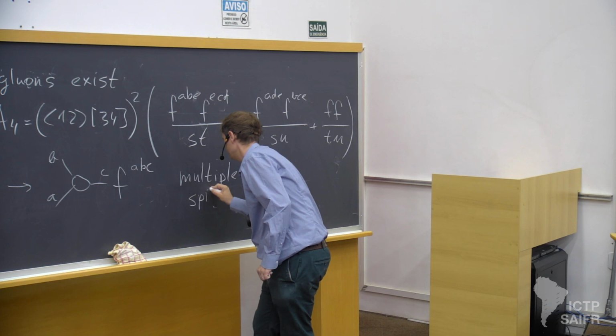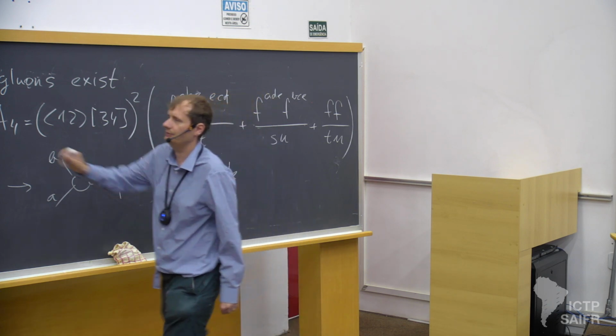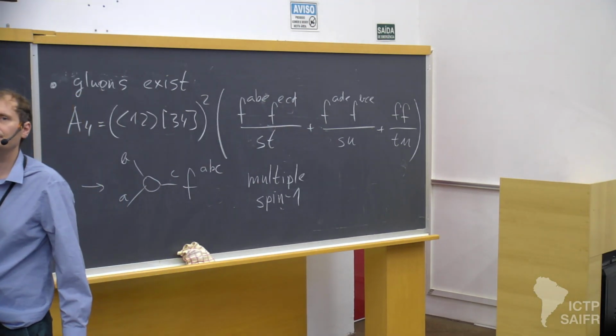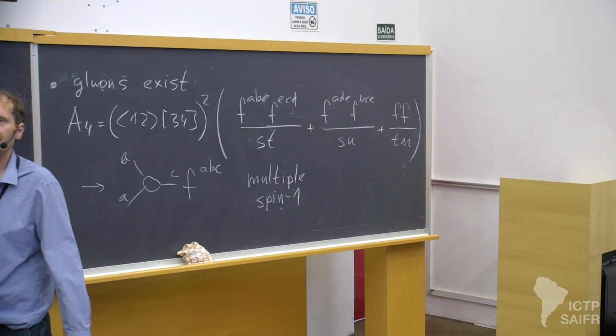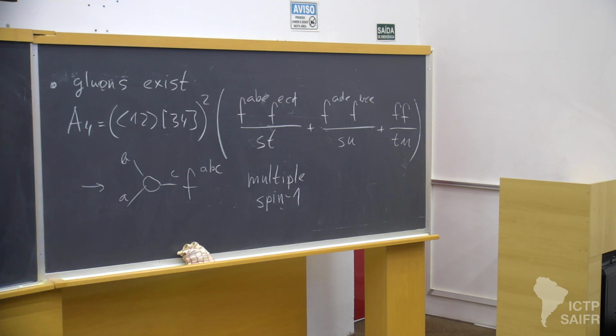Multiple spin 1. For single spin 1, we couldn't do it. We would run into this problem. But if you allow multiple of them, then you can do it. Now, with gravity, we didn't need it. We can do a single graviton.